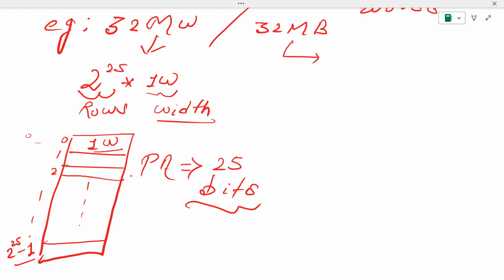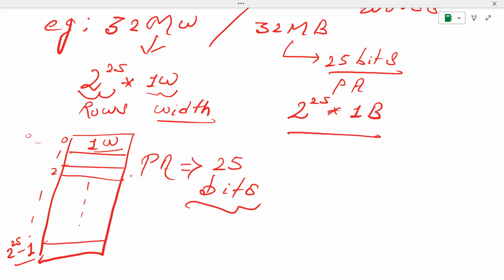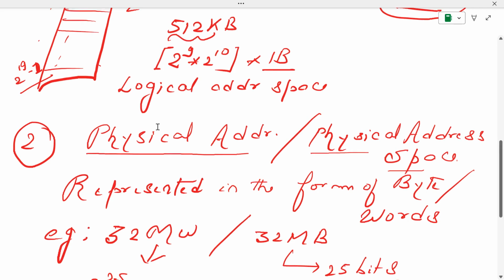Similar way for this also, we need 25 bits. The physical address will be of 25 bits, and it will also contain 2 raised to the power 25 rows, and each row will contain 1 byte of data. Okay. So this is all about the addressing scheme.